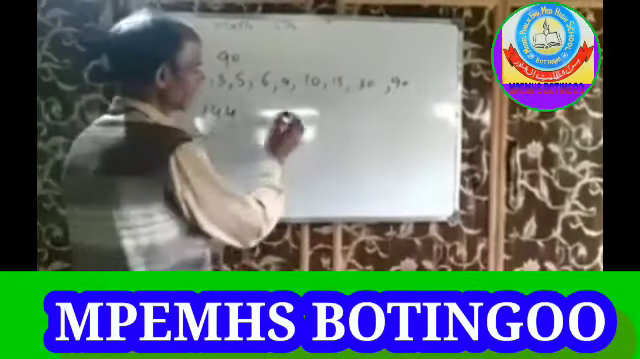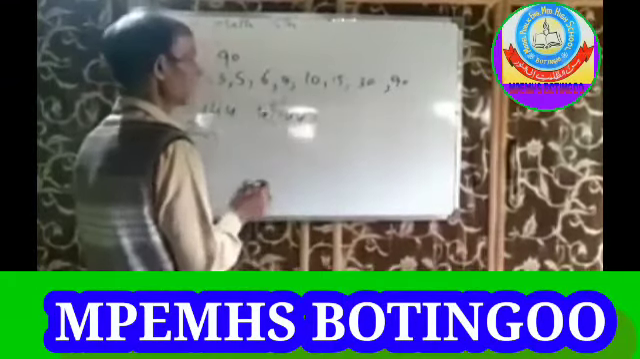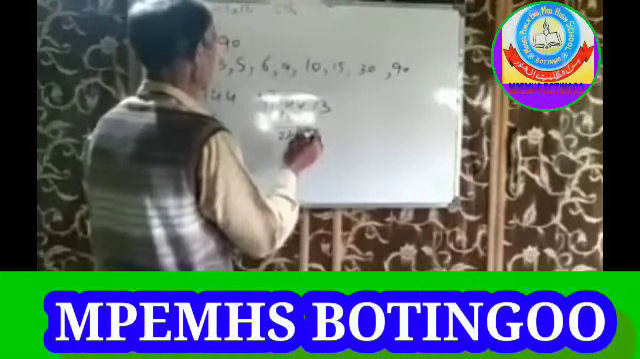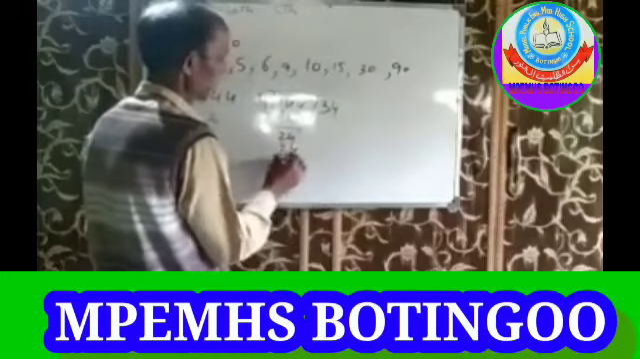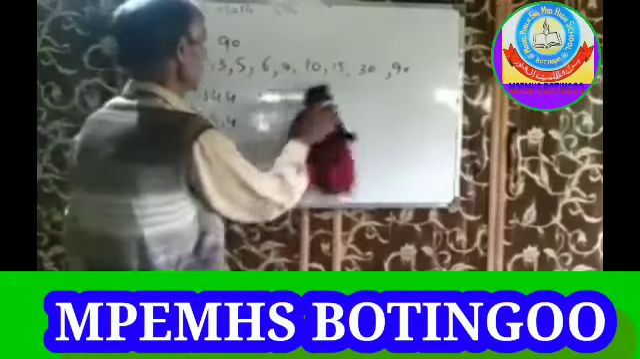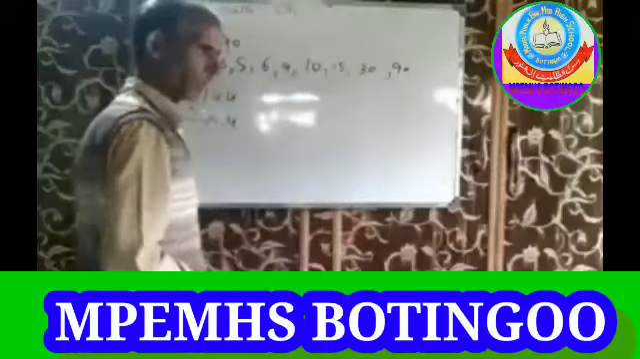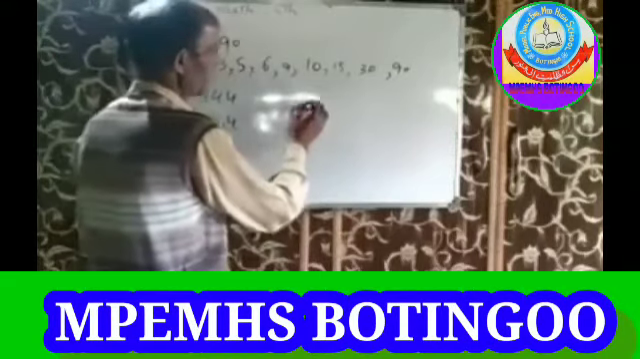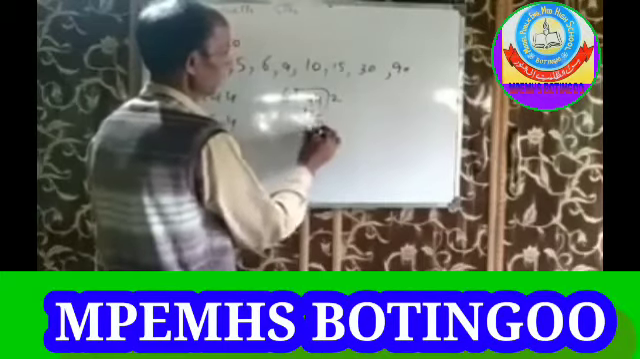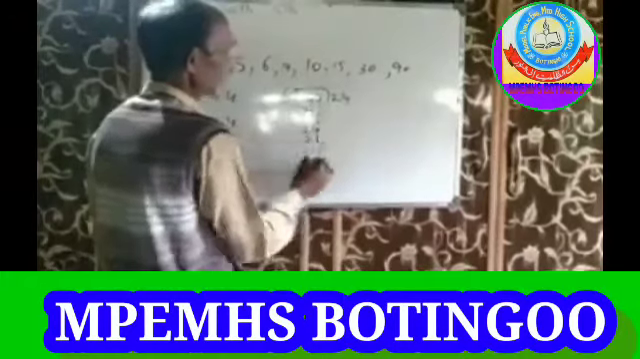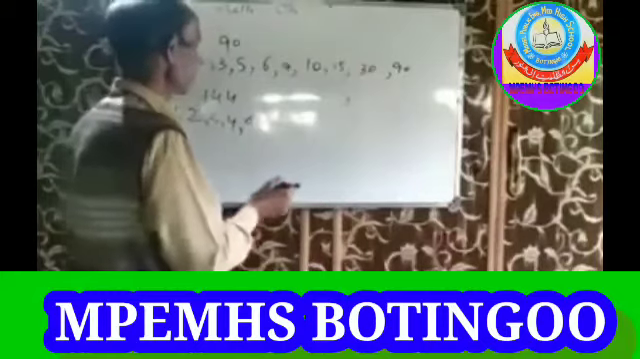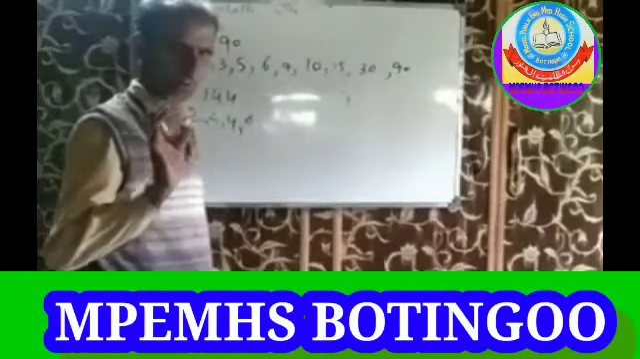After that, we can check 144 divided by 4. 4 3s are 12. 4 6s are 24. It means 4 is also a factor of 144. 5 is not a factor of 144. Then we see 6. 6 2s are 12. 6 4s are 24. So we have proved 6 is also a factor of 144. 7 is not a factor of 144.